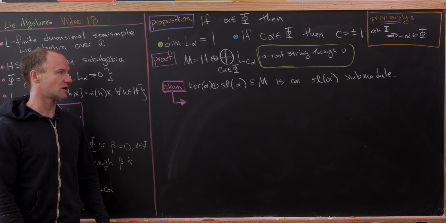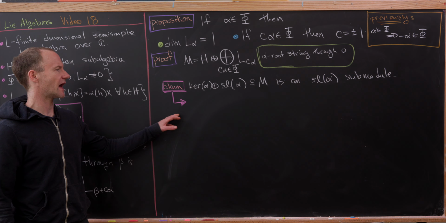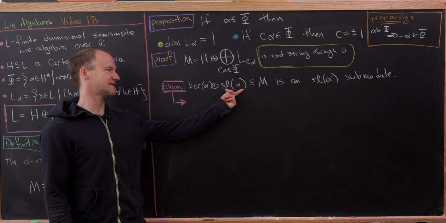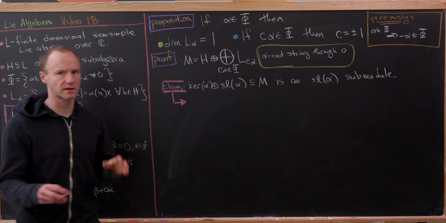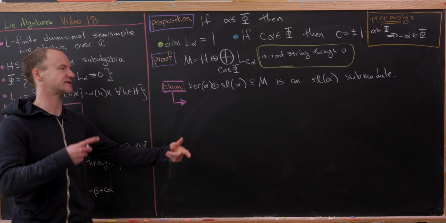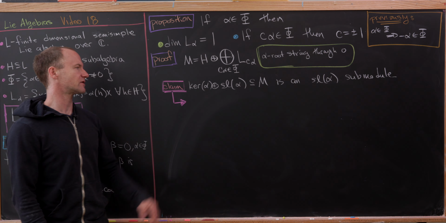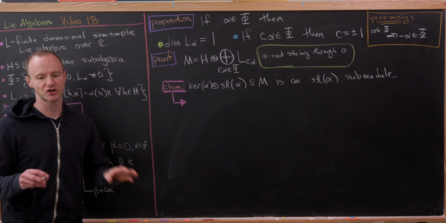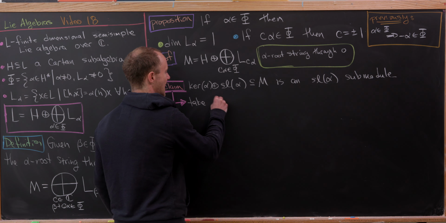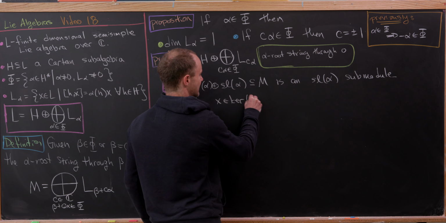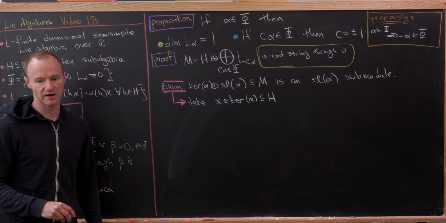Now we're going to show that it's also a submodule with respect to this SL alpha. And how do we do that? Well, if we take elements from SL alpha, and then we hit them with things from SL alpha, we're going to land back in that SL alpha because that closes a subalgebra. But that means that we only need to consider elements from the kernel of alpha and make sure that they're not moved anywhere else. So let's do that. Let's take x inside of the kernel of alpha, which, like I said, is a subspace of H.